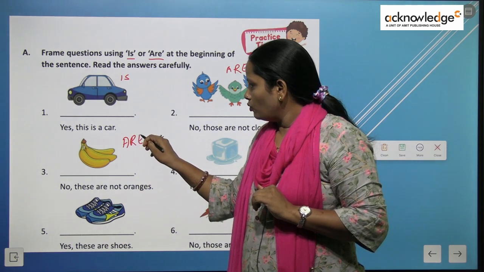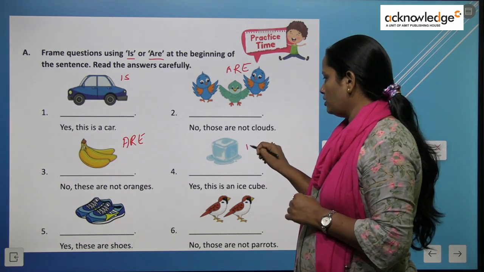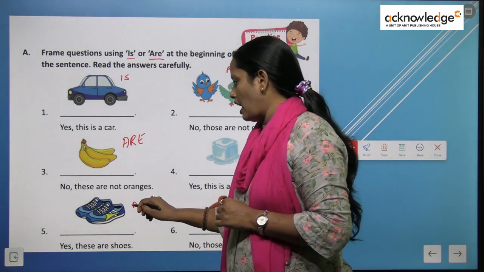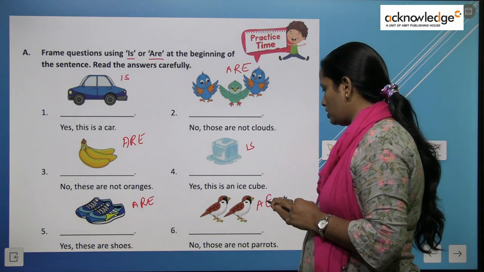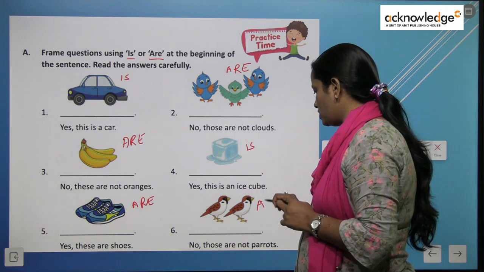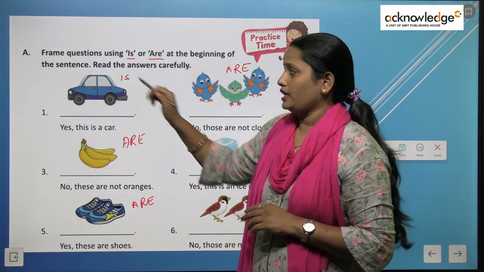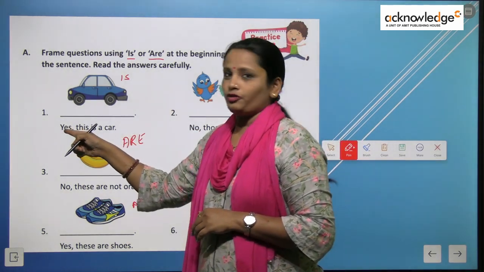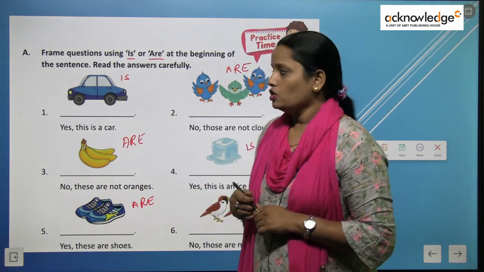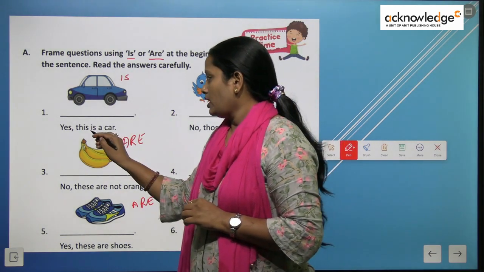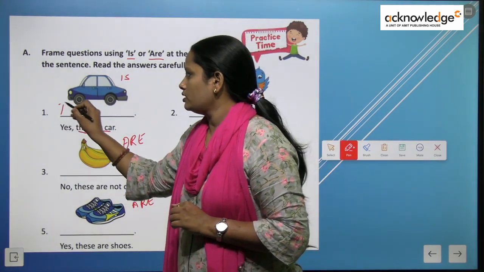Okay. So these all things are going to be used here. Okay. So we have to start our question with is. So we have to frame the question after looking at the answer. Answer is yes, this is a car. So what will be the question? Is this a car?